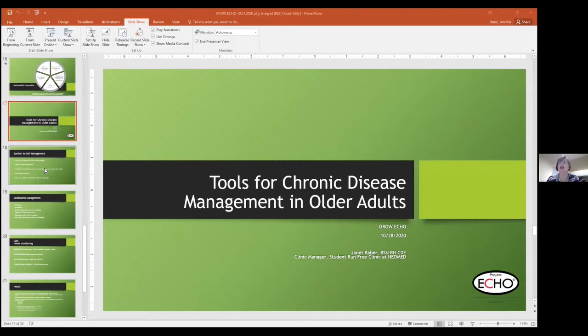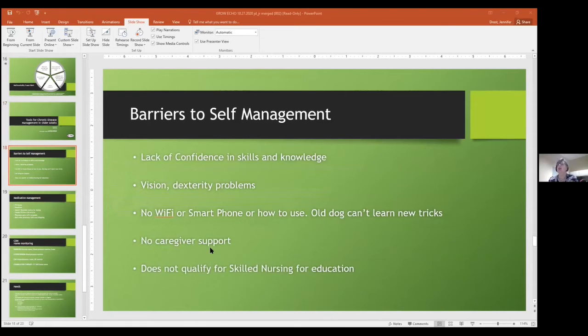And so the next slide, do I have control over the slides? Okay. So barriers to self-management. The goal is to keep the people safe, keep the people independent, keep the people happy and fulfilled, and then keep the people out of the hospital as much as possible, and in the place that they want to be, whether it be their home or assisted living or wherever. So self-management is really a key tool to doing all these keeps.